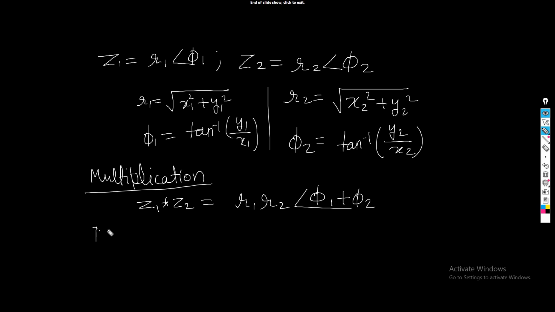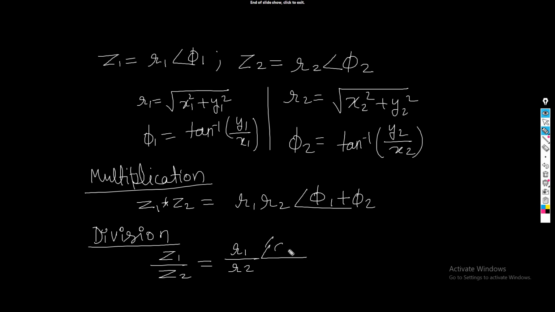Suppose we want to apply division. So polar form will be the most suitable for the division purpose. So z1 by z2, and we already have the polar form of these two complex numbers, so we can write r1 divided by r2, and combined angle will be phi 1 minus phi 2. So this is the basic mathematics required for the network analysis and synthesis.